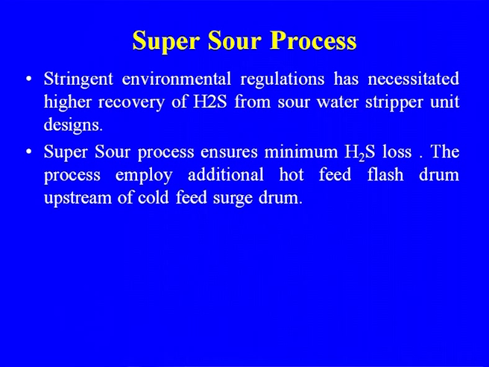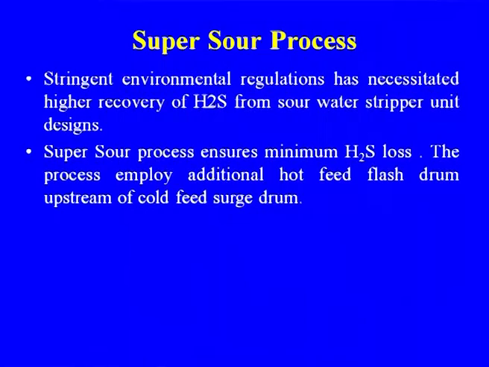Now let us discuss the Super Sulfur process, which has been developed by Indian Oil Corporation. Stringent environmental regulation has restricted higher recovery of the H2S from the sour water stripper unit, because sour water is also one of the major sources, as I discussed, from the refinery, because we are treating high sulfur crude oil. In the process, during the removal in the various sections, sour water is generated, and from the sour water stripping, the gases go for treatment. So the Super Sulfur process ensures minimum H2S loss. The process employs an additional hot feed flash drum upstream of the cold feed surge drum.